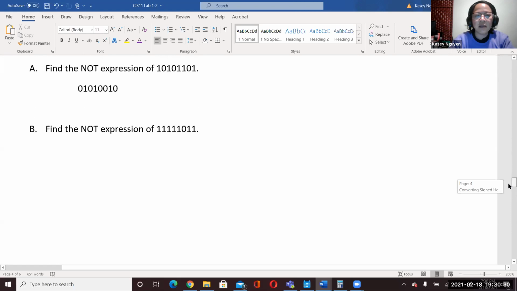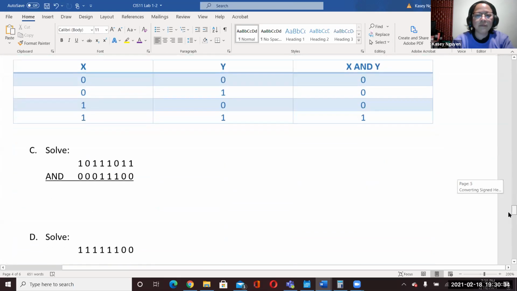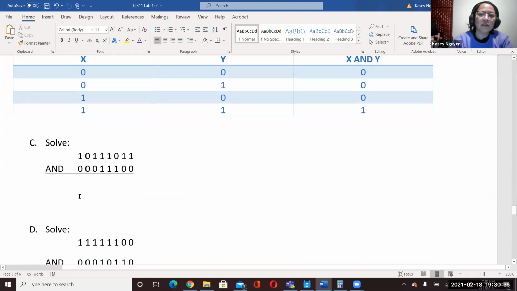For the next one, oh, I did put the table here. I didn't look far enough. Okay, starting with the right.